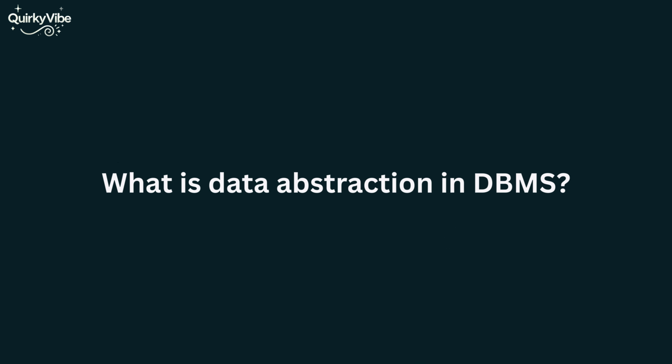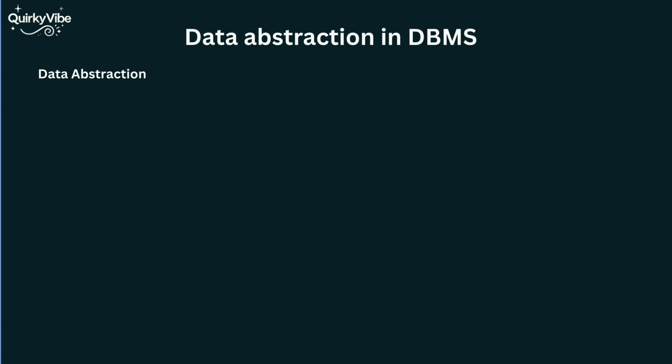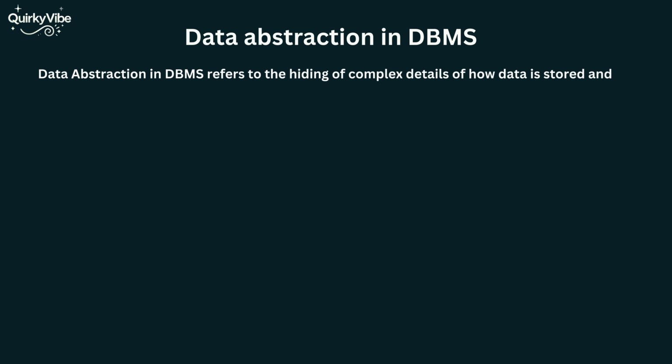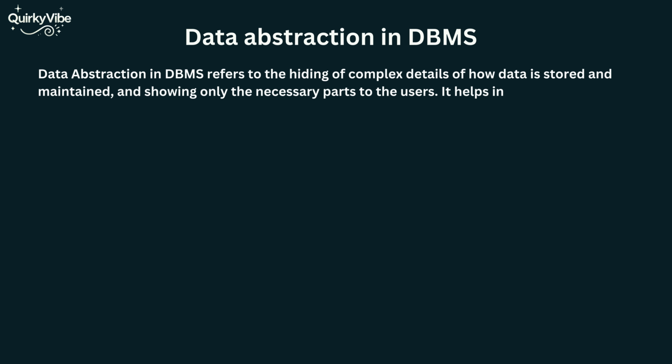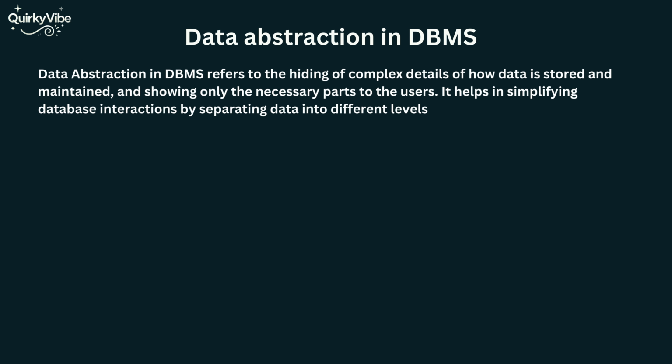What is data abstraction in DBMS? Data abstraction in DBMS refers to the hiding of complex details of how data is stored and maintained, and showing only the necessary parts to the users. It helps in simplifying database interactions by separating data into different levels of abstraction. Levels of data abstraction. 1.